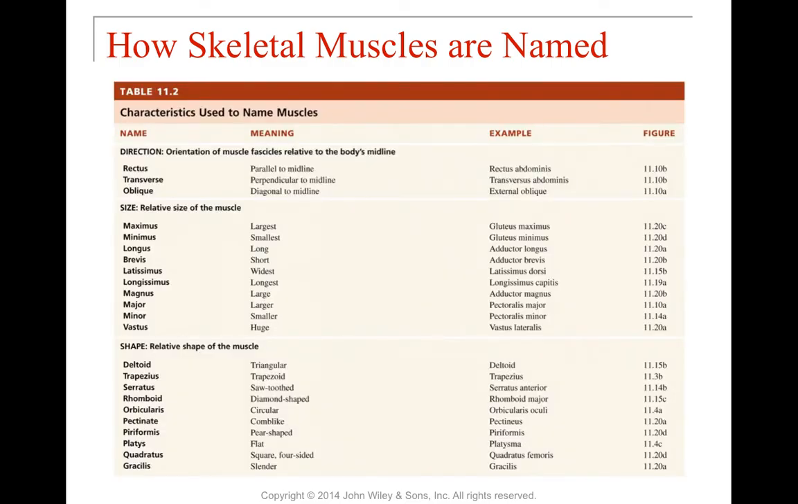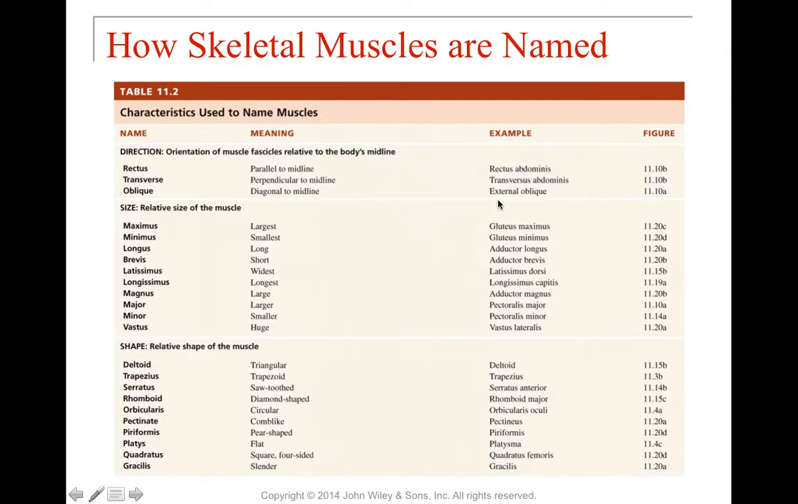So this is a list of the different characteristics that are used to name muscles, and basically this is just a list of definitions. So these might be new words, but if you look at them, they all have their own definition. So the word rectus simply means that it runs parallel to the midline, as opposed to transverse, which runs perpendicular to the midline, right? So we have two different sets of abdominal muscles, for example. The rectus abdominis are going to run parallel to the midline. It's your six-pack, for example. And then the transverse abdominis are going to run horizontally, right, perpendicular to the midline.